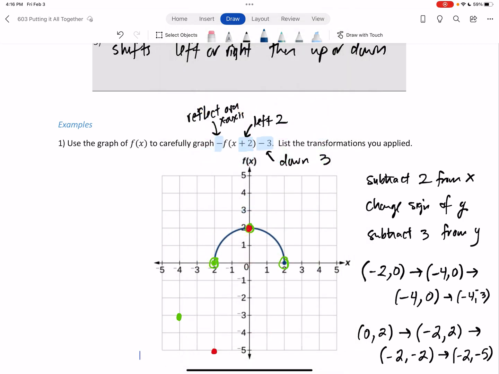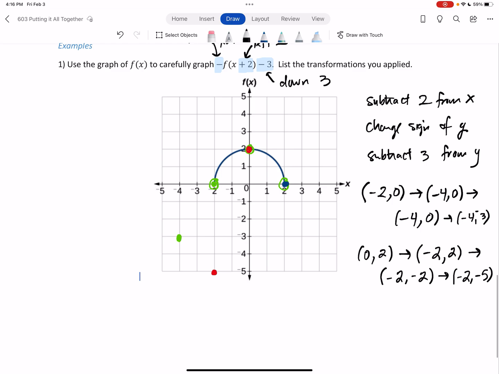Okay, one more. I have this point here at 2, 0. Again, I'm just following this list of steps right here. So subtract 2 from the x. 0, 0. Change the sign of the y value. Well, it was already 0, so it can't change sign. And then subtract 3 from y. 0, negative 3. So this point that was at 2, 0 is now going to be at 0, negative 3.